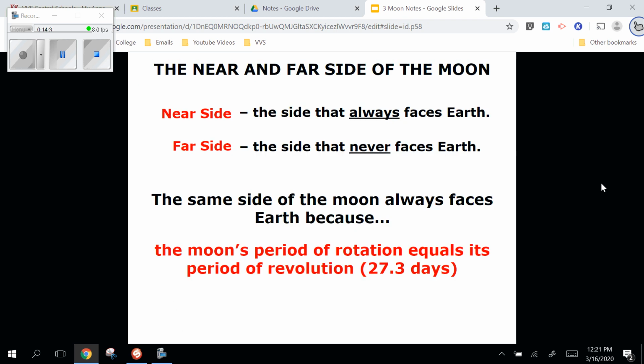Okay? The only way we know what the other side of the moon looks like is because of photographs that have been taken from space. Nobody that's ever stayed on Earth, which is most of us, has ever seen the other side of the moon live. We only see photos or video of it. And that's because of these two things.